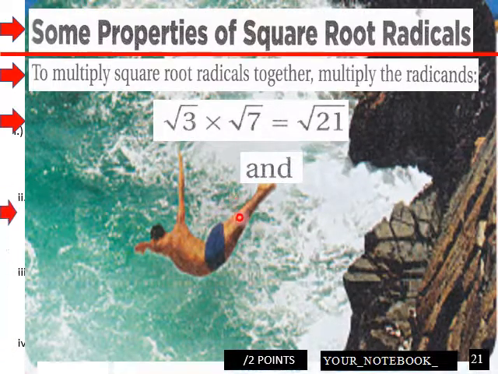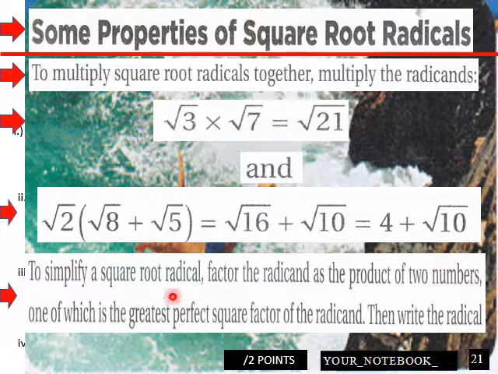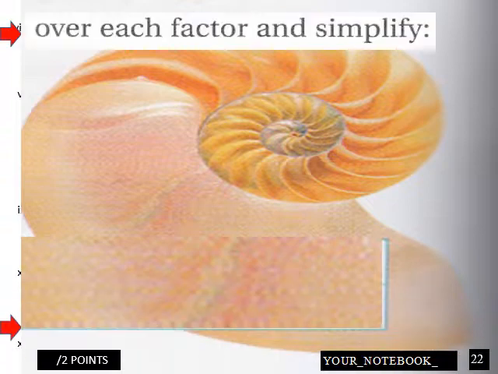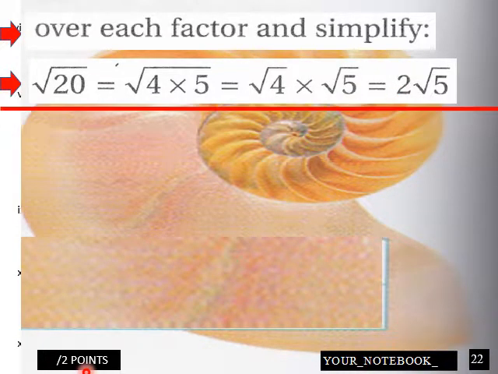Some properties of square root radicals. So we get into the radical product properties of radicals here, which we can multiply through by keeping our radical. To simplify a square root radical, factor the radicand as the product of two numbers, one of which is the greatest perfect square of the radicand, take the radical over each factor, and simplify. So in this case here, the highest perfect square out of 20 would be 4, and then that simplifies to 2 root 5.